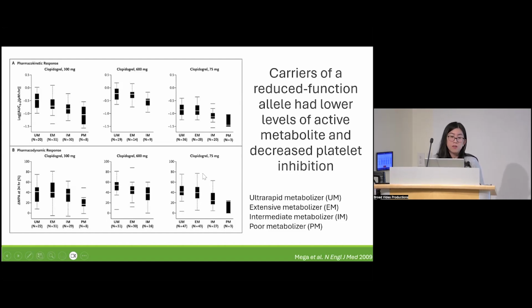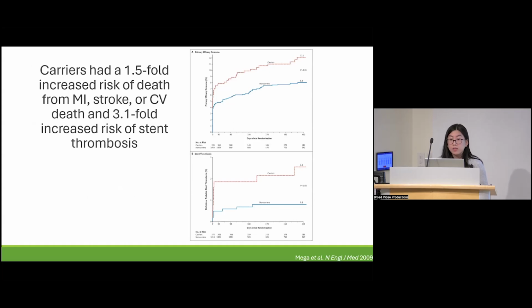And then the question is, okay, well, we see this, but how does it translate to patient outcomes, right? And so what they found was that in those same carriers who had a reduced function allele and reduced platelet aggregation, the carriers had a 1.5-fold increased risk of death from myocardial infarction or heart attack, stroke, or cardiovascular death. And then they also had an over 3-fold increased risk of stent thrombosis, which is basically a clot forming in a stent.